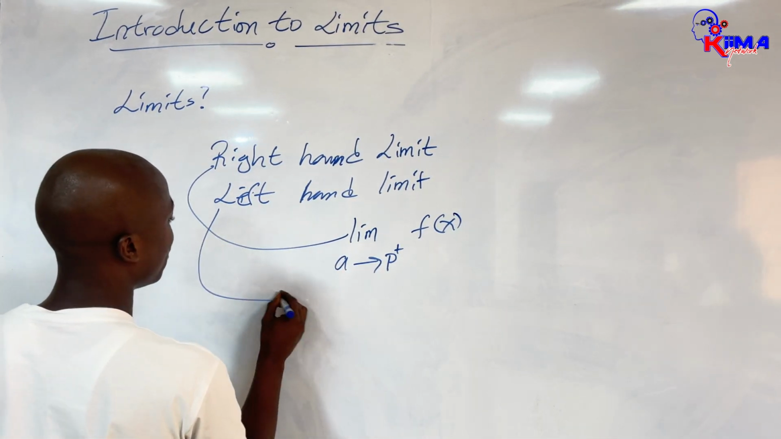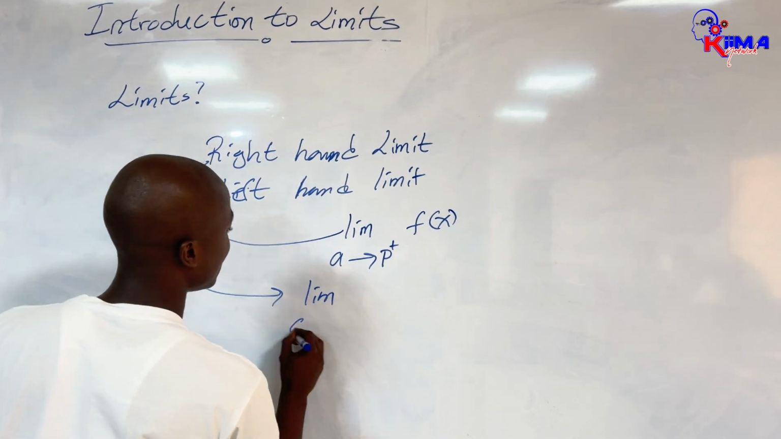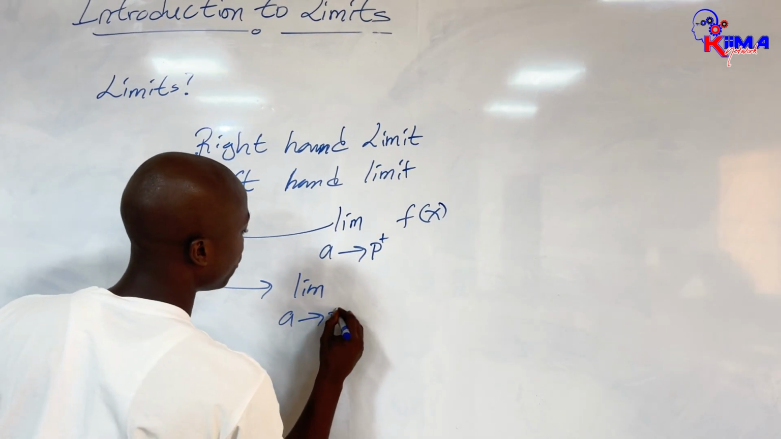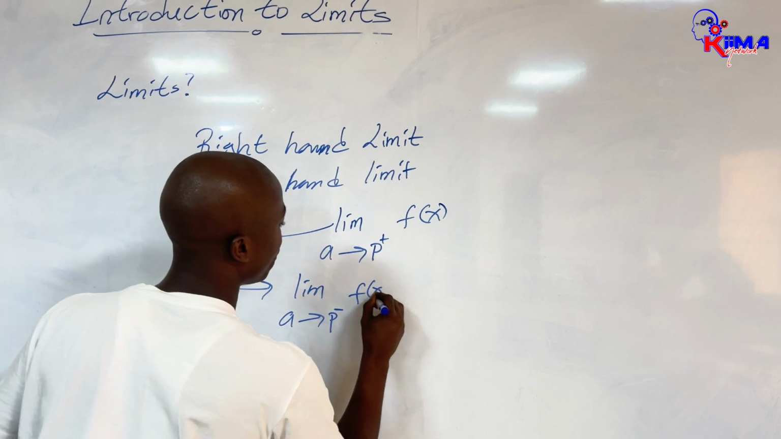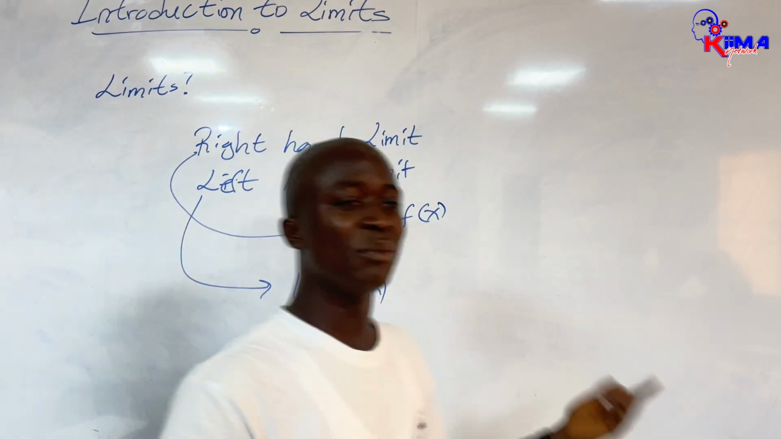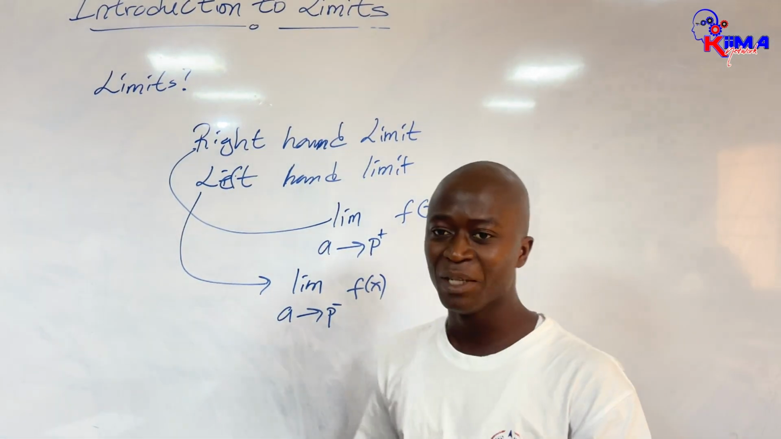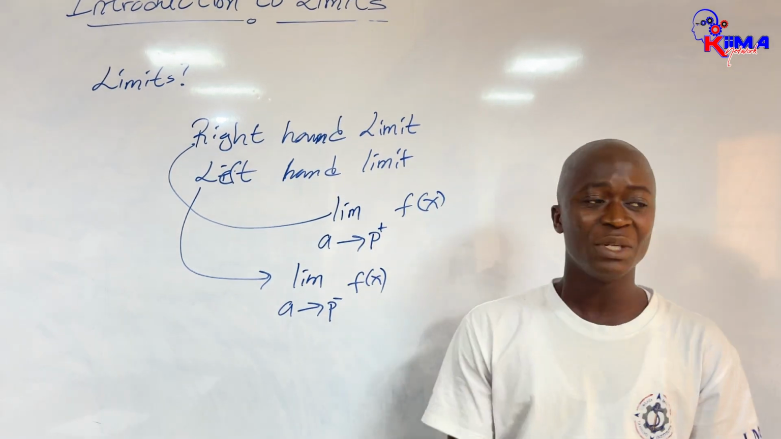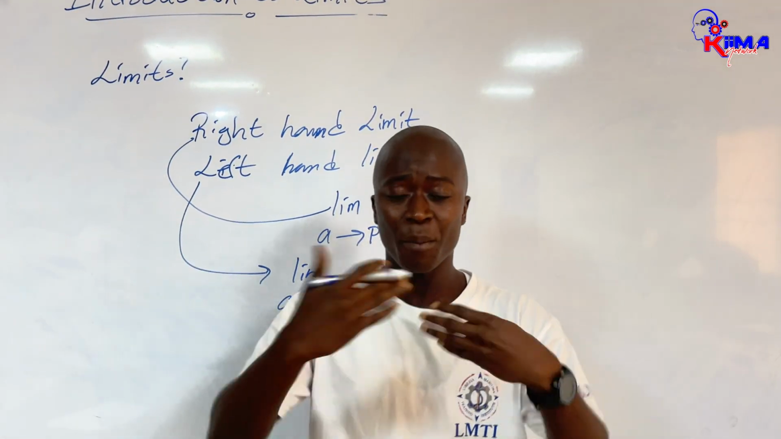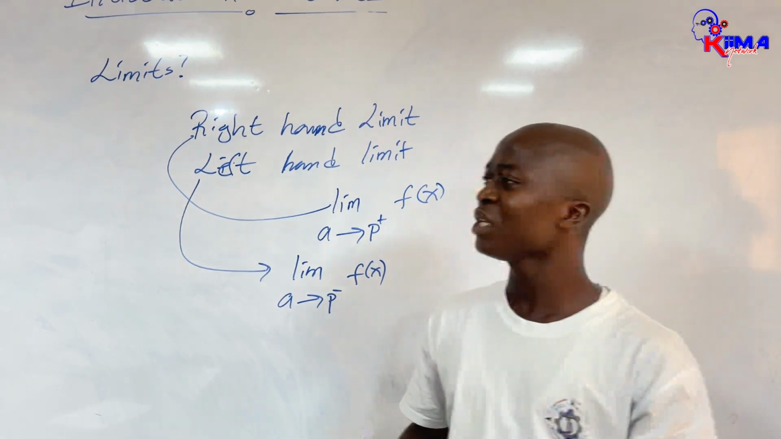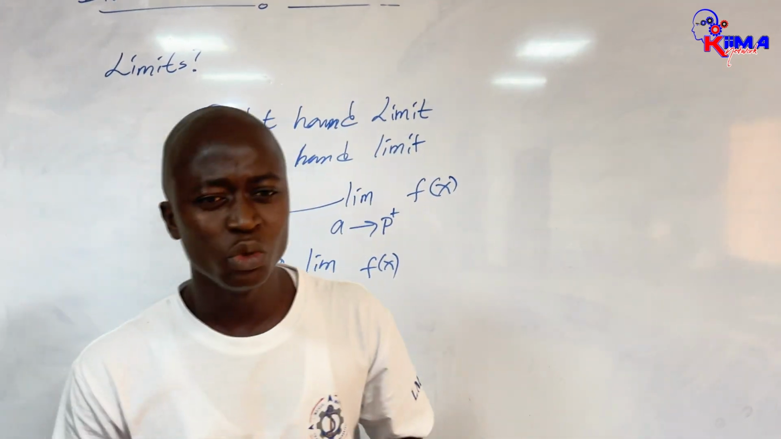Now let's talk about the left-hand limit. The limit as x approaches P from the negative side, f of x. So there's a left-hand limit. When we talk about a right-handed limit and a left-handed limit, it simply means where the limit is approaching from.